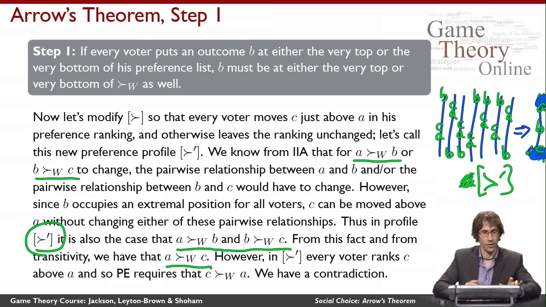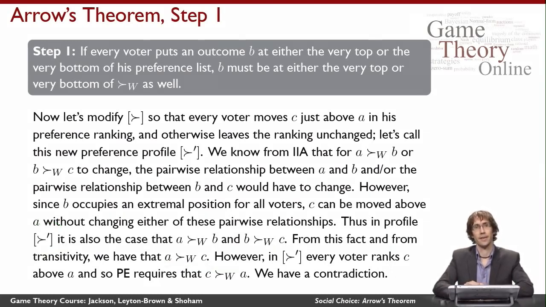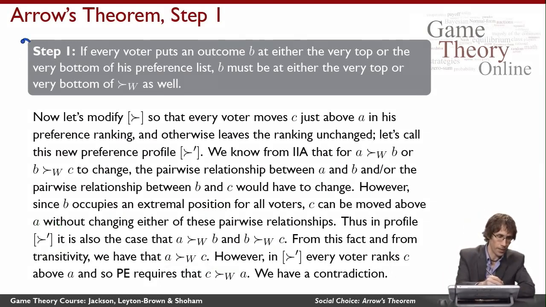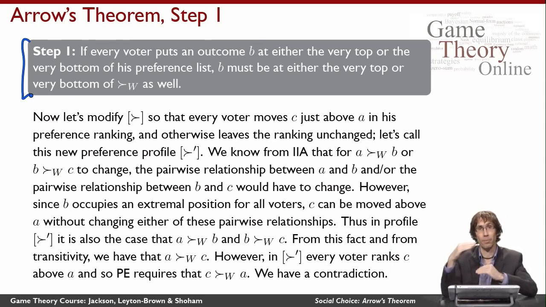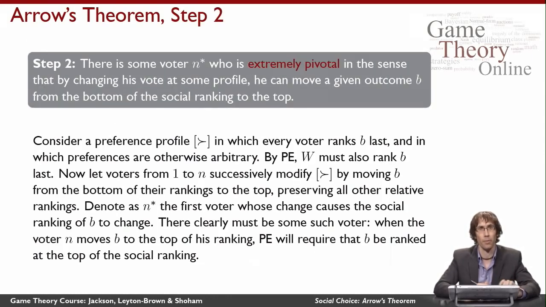So what does this all tell us? What we've established is what we have up here: if every voter has some outcome B at an extremal point in his preference list, it must be that it goes into an extremal point of the social welfare function as well. Well, so far that sounds fine. It doesn't seem like that gets us into big trouble. Let's keep going and see what happens.